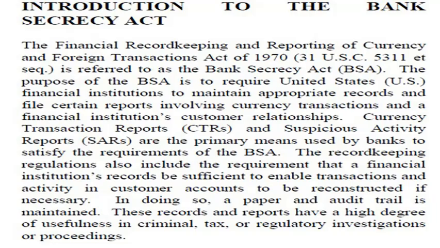Currency transaction reports and suspicious activity reports are the primary means used by banks to satisfy the requirements of the BSA. The record-keeping regulations also include a requirement that a financial institution's records be sufficient to enable transactions and activity in customer accounts to be reconstructed if necessary. In doing so, a paper and audit trail is maintained. These records and reports have a high degree of usefulness in criminal, tax, or regulatory investigations or proceedings.